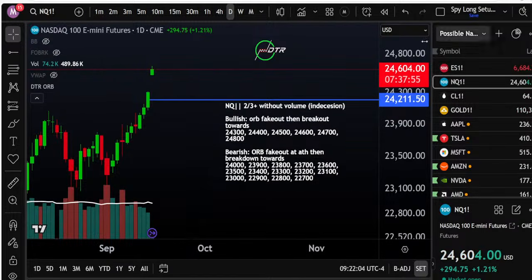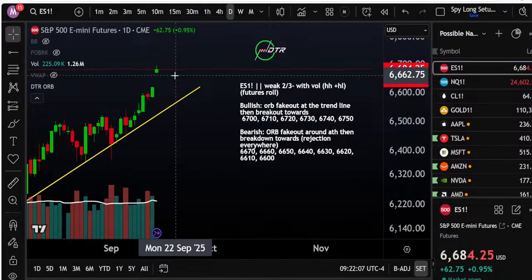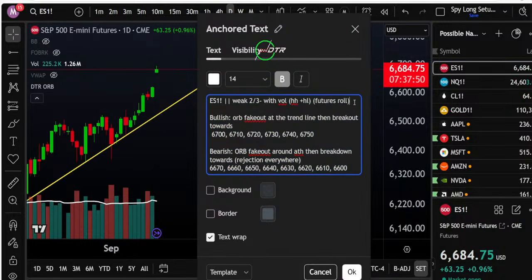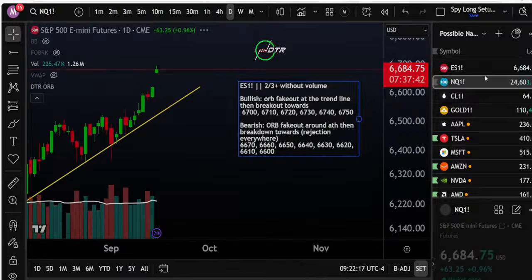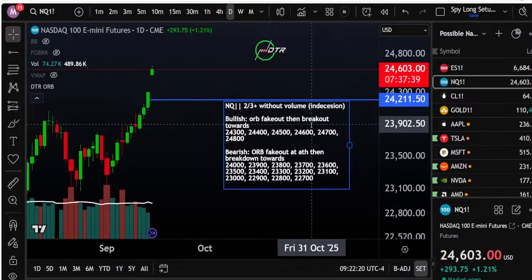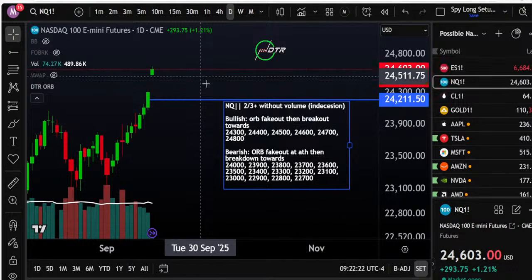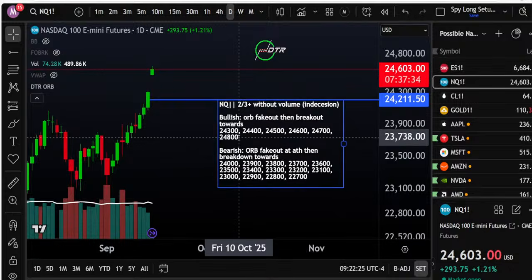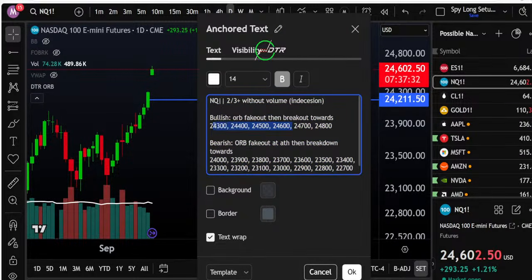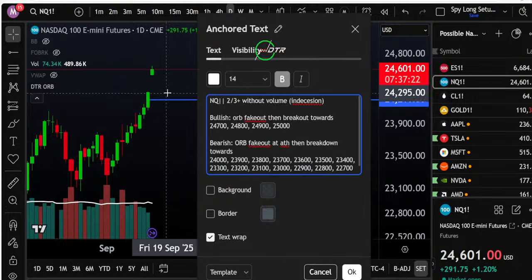Forgot to do the count here. We'll call that a 2 out of 3 to the upside. Volume, same thing here. Targeting 24,700, and then we'll go 24,900, 25,000, crazy. And then to the downside here, 24,500.